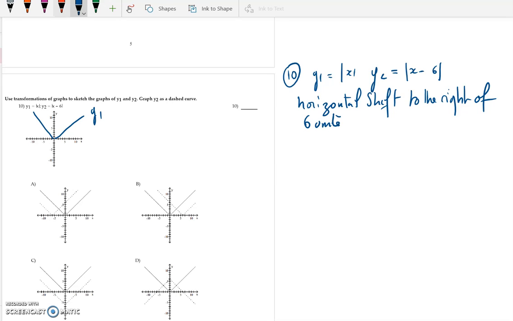And if I represent y2 in red, 6 units is right here. I'm getting right here y2. So the answer is supposed to be B.